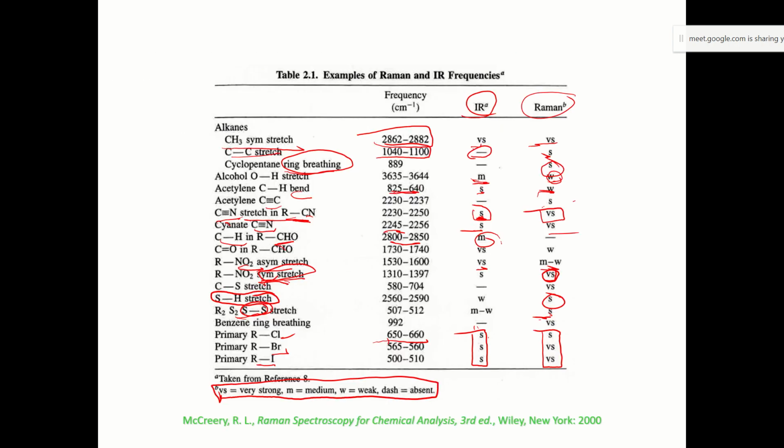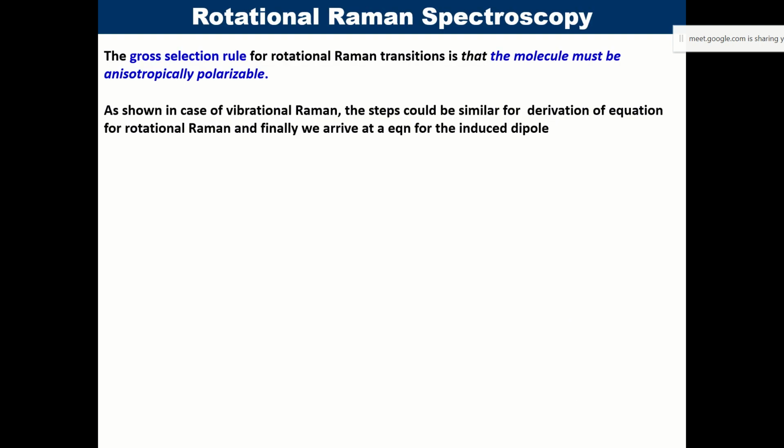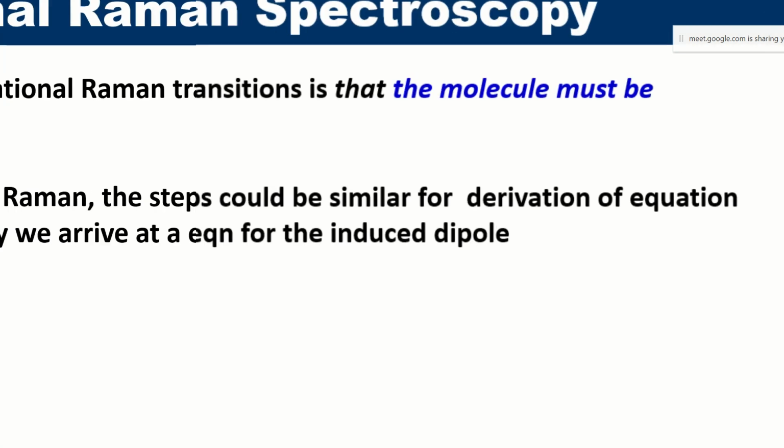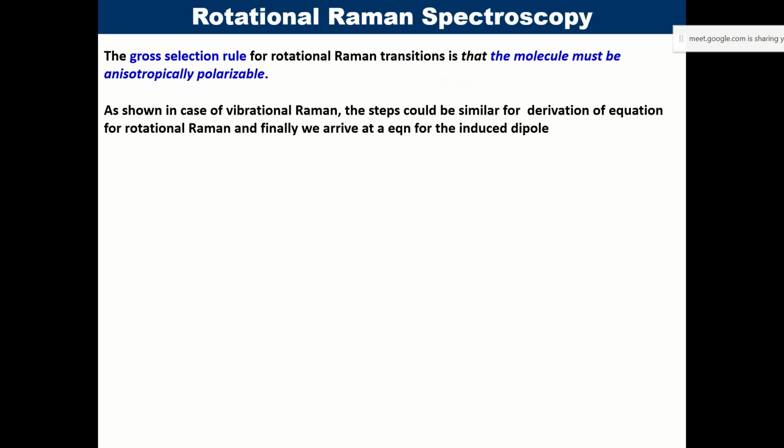Change in polarizability associated with the iodine RI bond will be much more, and that's why it's very strong. You can see this as compared to RCl. It is strong, but this is very strong. RI bond. So these are a few examples of Raman spectrum that we have discussed and where the frequencies will appear.